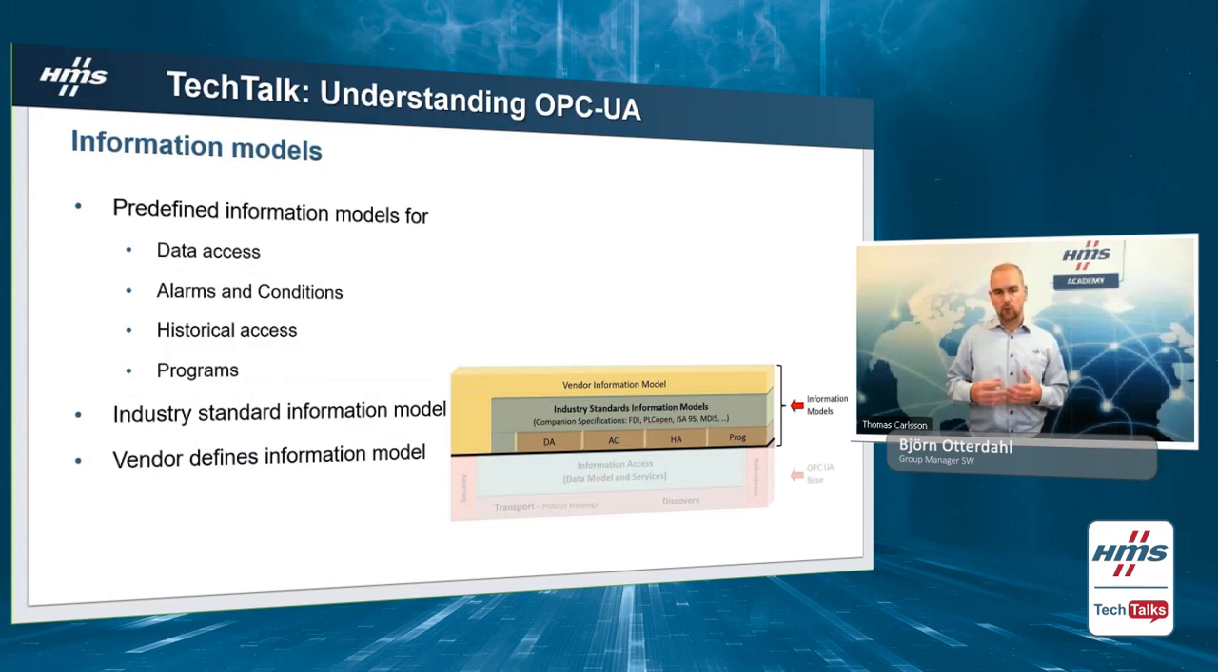There are also something called companion specifications, and they are used for different vertical industries to be able to define how a specific machine should be represented on OPC UA. So the industry can come together along with OPC UA and do a joint working group and define how a specific robot should function and how that should be represented on OPC UA. And then this companion specification will be released alongside the UA specification from the OPC Foundation. But if there are no information models for your type of device, you can also do a vendor-specific information model.